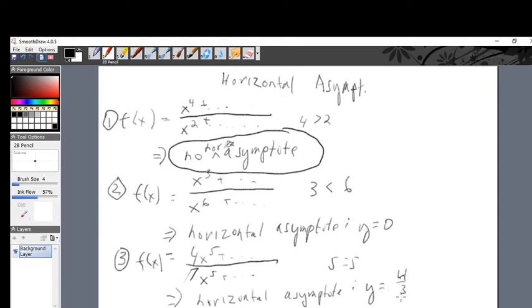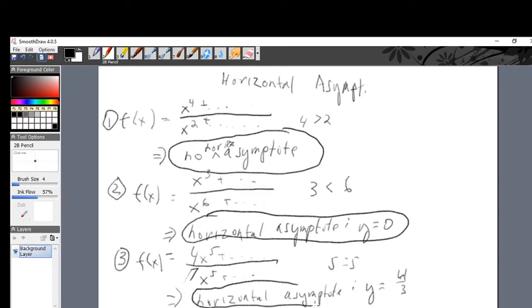So that one was no horizontal asymptote. This one was horizontal asymptote equals 0. And this one, horizontal asymptote of y equals 4/3. Where did I get the 4? I mean 4/7, I apologize. 4 on top, 7 on the bottom, 4/7. Where did I get it from? I got it from the coefficient of the top and the coefficient of the bottom. They turn into a fraction, 4/7. I caught it pretty quickly.